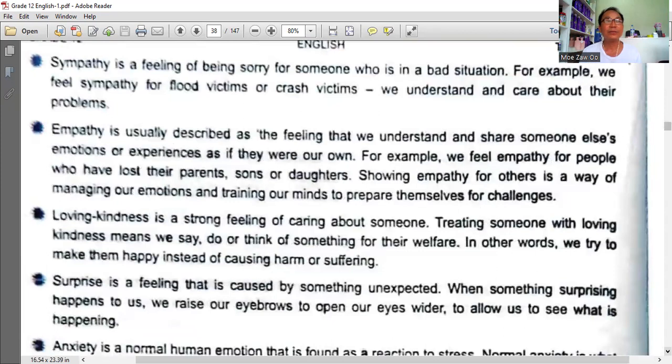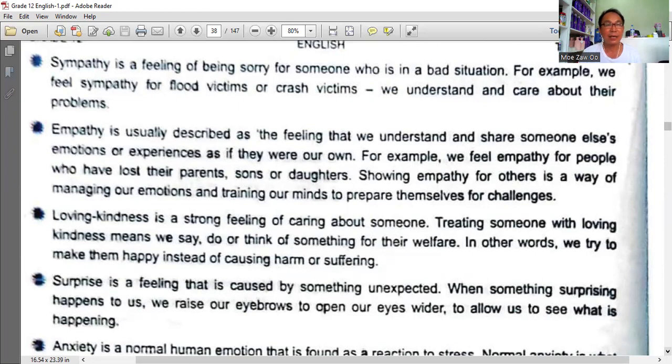Sympathy is a feeling of being sorry for someone who is in a bad situation. For example, we feel sympathy for flood victims or crash victims. We understand and care about their problems. Empathy is usually described as the feeling that we understand and share someone else's emotions or experiences as if they were our own. For example, we feel empathy for people who have lost their parents, sons, or daughters. Showing empathy for others is a way of managing our emotions and training our minds to prepare themselves for challenges.